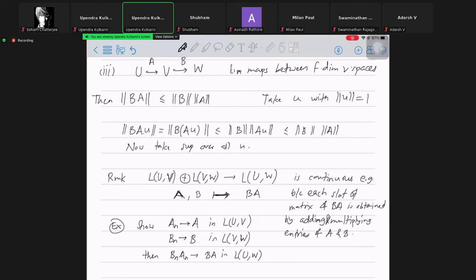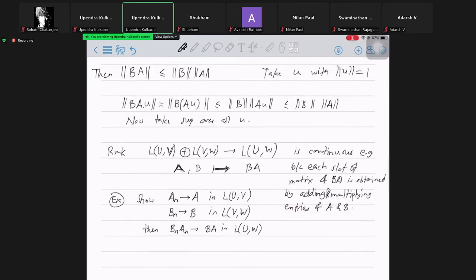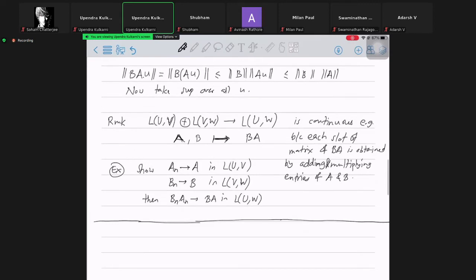Of course, what you have to do is give a suitable norm on the direct sum of two vector spaces. So think about this as a way to get comfortable with these notions. All right, any questions so far? Let's get back to chain rule.